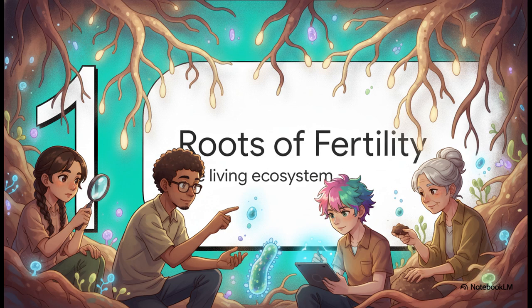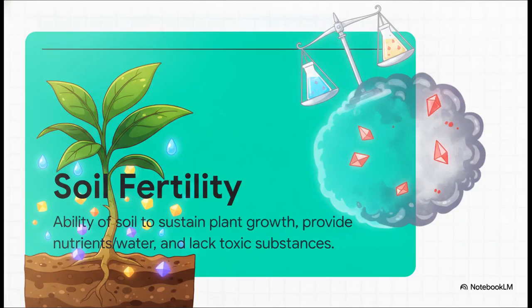Let's establish our baseline. Okay, let's look at this core definition. Soil fertility is essentially a soil's ability to sustain agricultural plant growth. But here's the kicker. It has to provide adequate nutrients and water while maintaining a total absence of toxic substances. That balance is absolutely crucial.